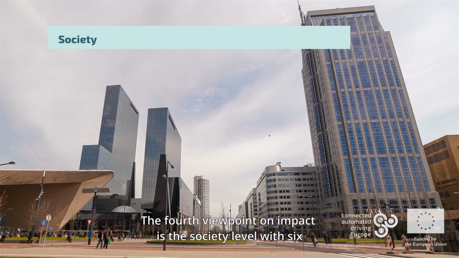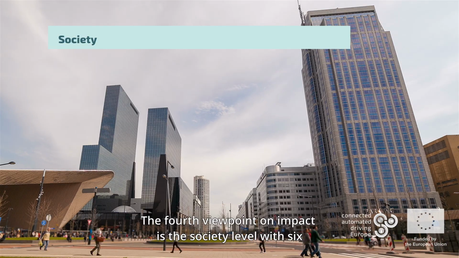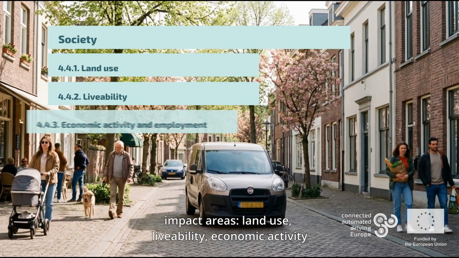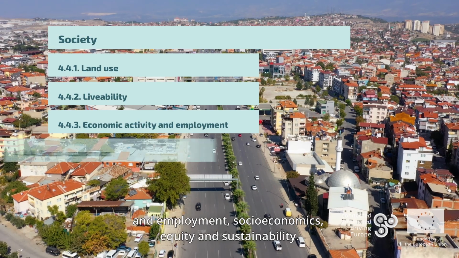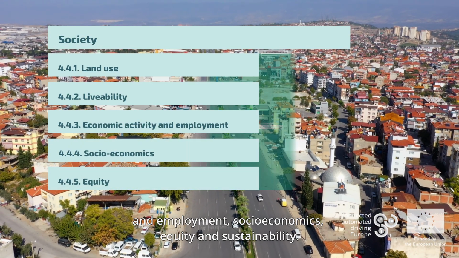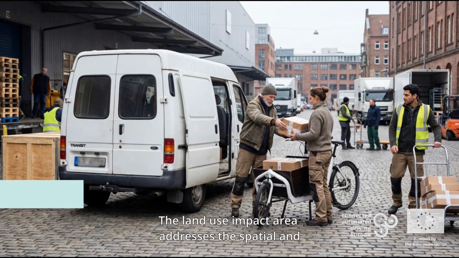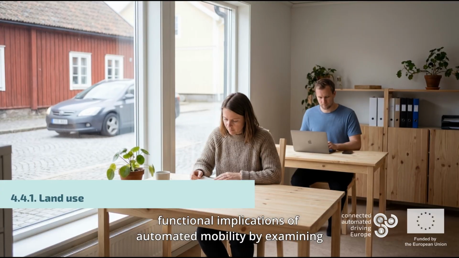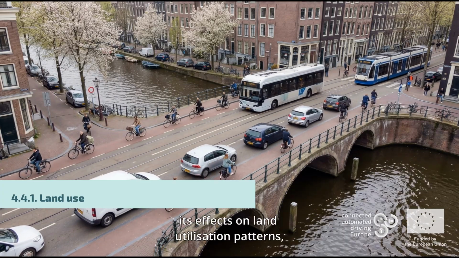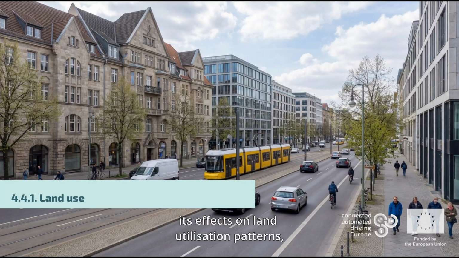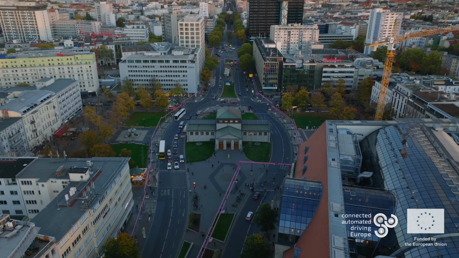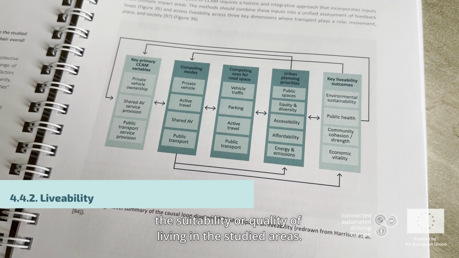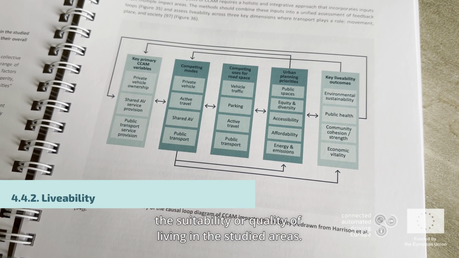The 4th viewpoint on impacts is the society level with 6 impact areas: land use, livability, economic activity and employment, socio-economics, equity, and sustainability. The land use impact area addresses the spatial and functional implications of automated mobility by examining its effects on land utilisation patterns, including infrastructure development, while the livability impact area addresses the impacts on the suitability or quality of living in the study areas.